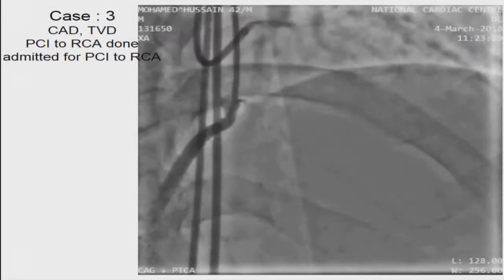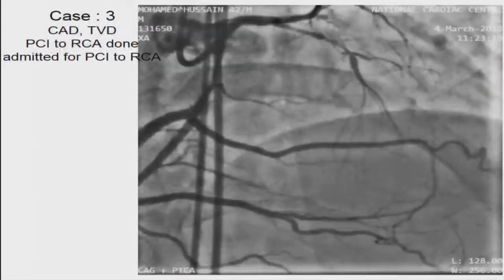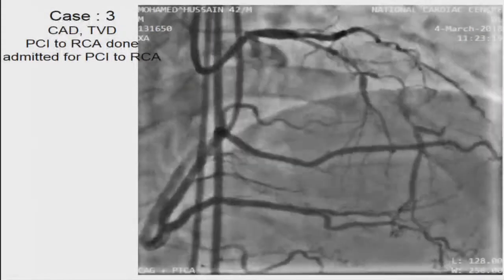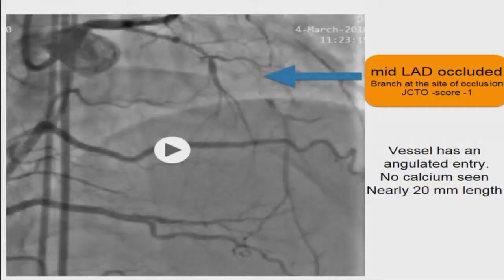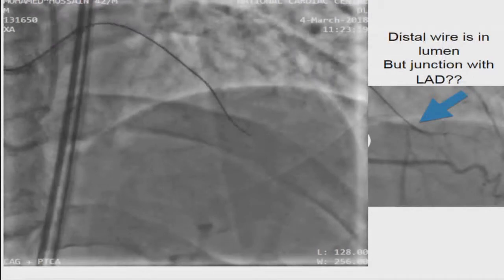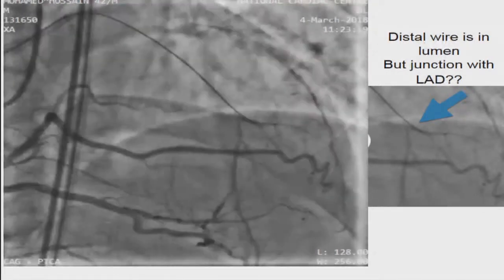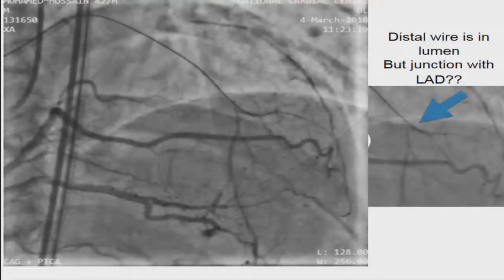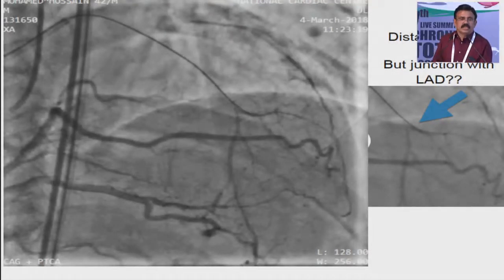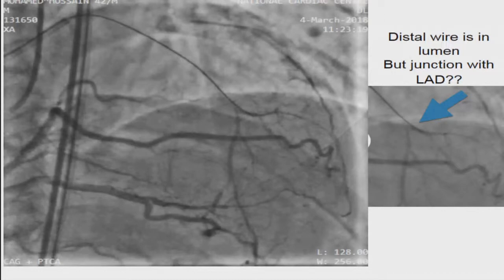This is a third situation where you have an antegrade CTO. You can see the CTO segment in the mid RCA, and the mid LAD already stented. You can see a mid LAD occlusion with a branch at the site of occlusion. The vessel has an angulated entry, no calcium seen. The wire entered into the diagonal, but you can see there is a distal lumen. The wire is in the lumen, but at the junction with the LAD we have a dissection segment there.